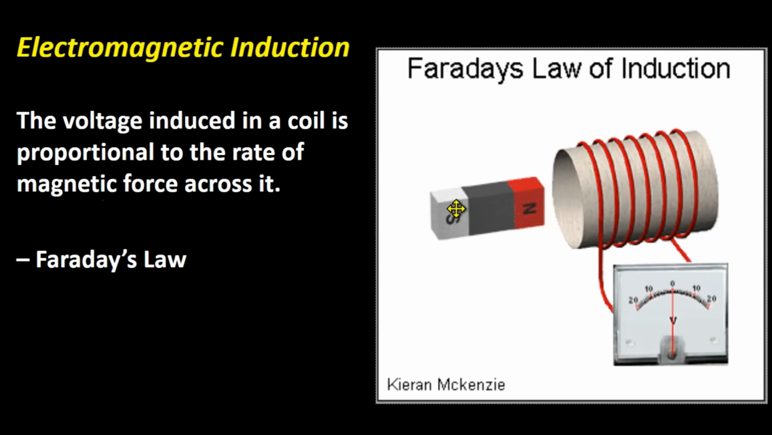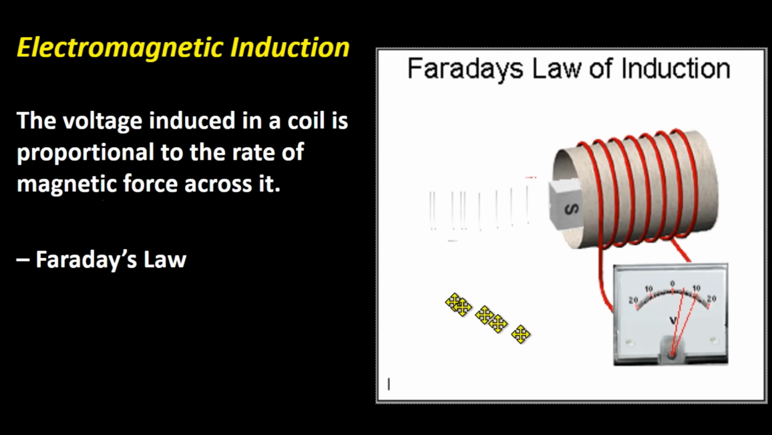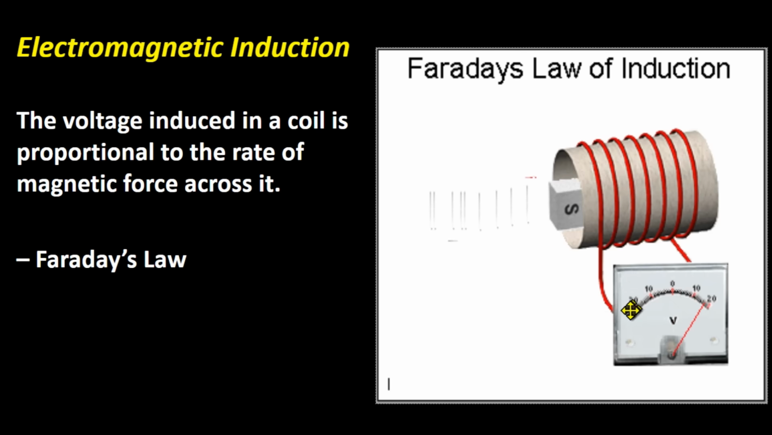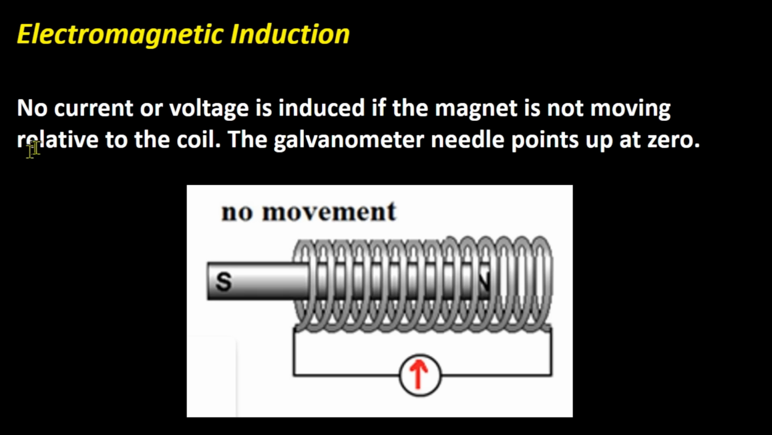Now you're going to see as the magnet is going in and out, it is actually generating an alternating current. As you can see, the voltmeter is going side to side like this. No current or voltage is induced if the magnet is not moving relative to the coil. The galvanometer, which measures the direction of current, points up at 0. So if you just have the magnet resting inside of the coil, there will be no current induced, and thus there will be no flow of electrons.